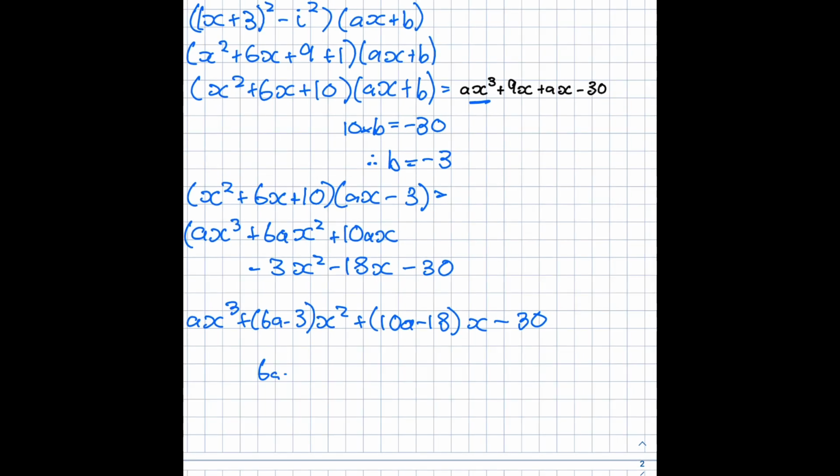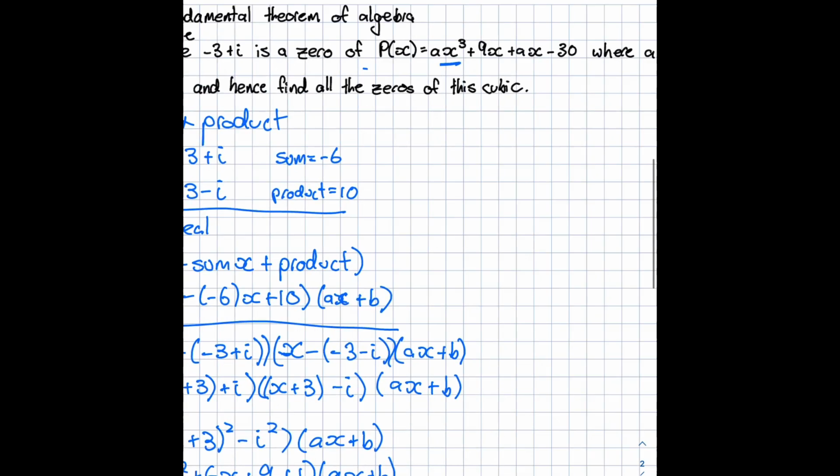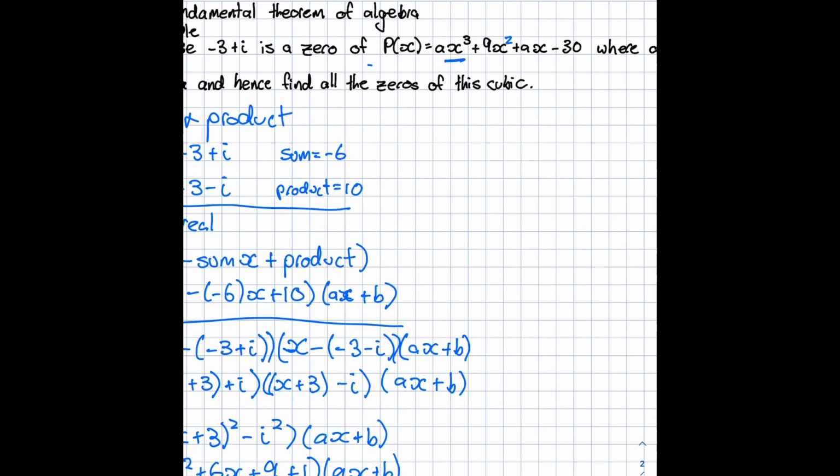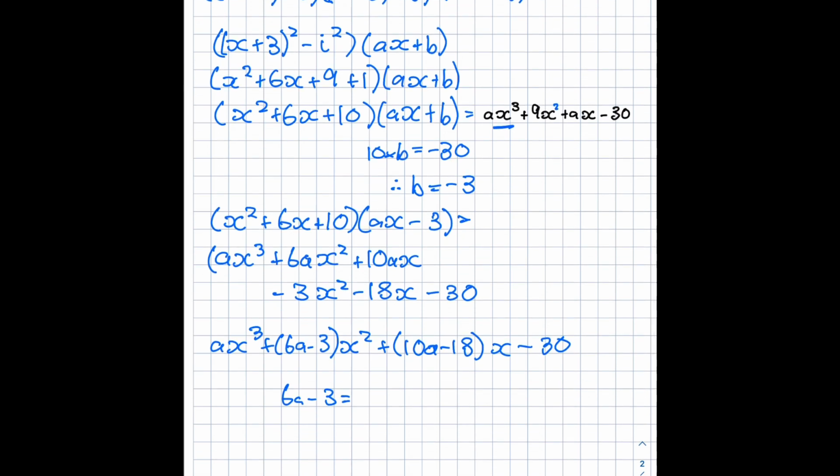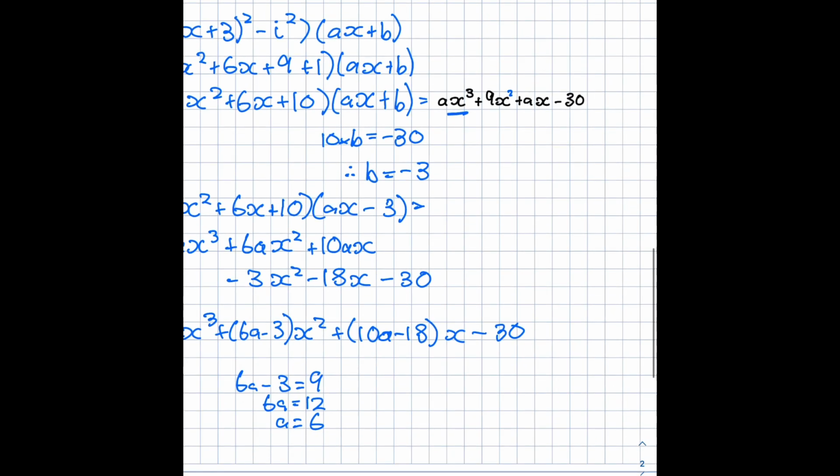So 6a minus 3 is our coefficient of x squared, and then I've lost that somewhere. Did I have that in my original question? I didn't. That is probably confusing. All right, so then our coefficient here is 9, so if I add 3 to both sides, I get 6a equals 12, a equals 2.